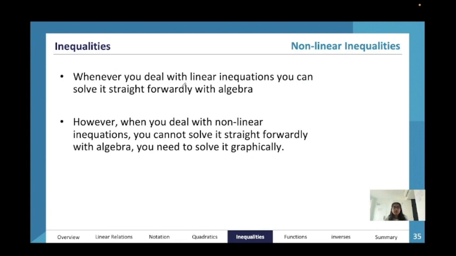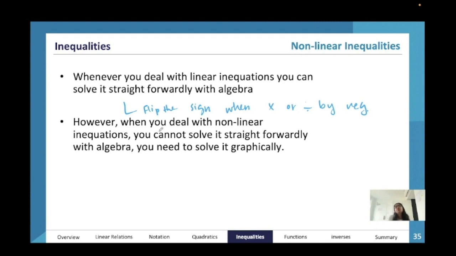So when you deal with linear inequalities, you can just solve them straightforwardly. Just use algebra, solve it like you would solve an equation. Just remember to flip the sign when multiplying or dividing by a negative.